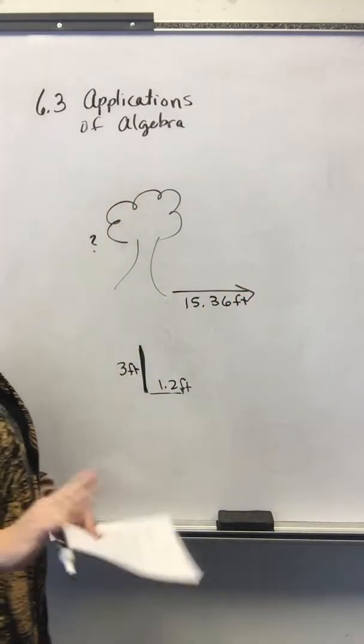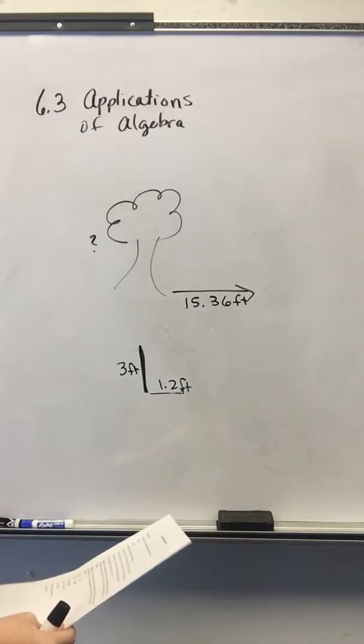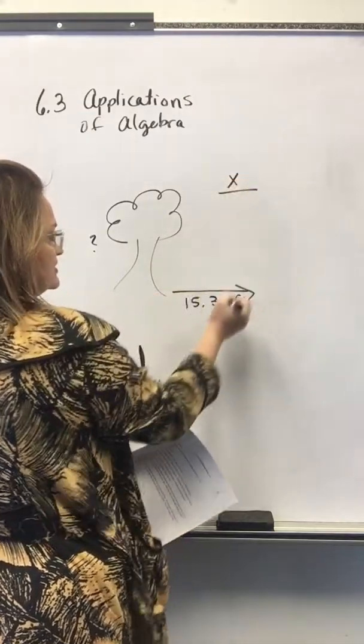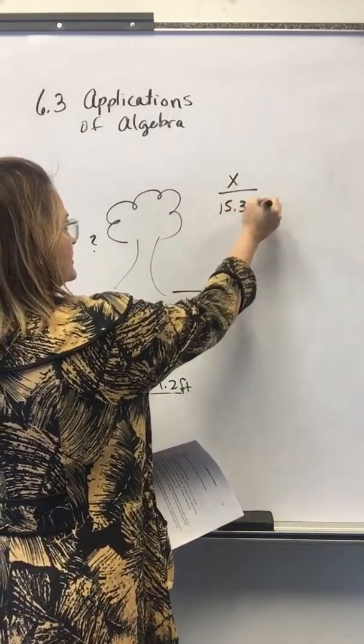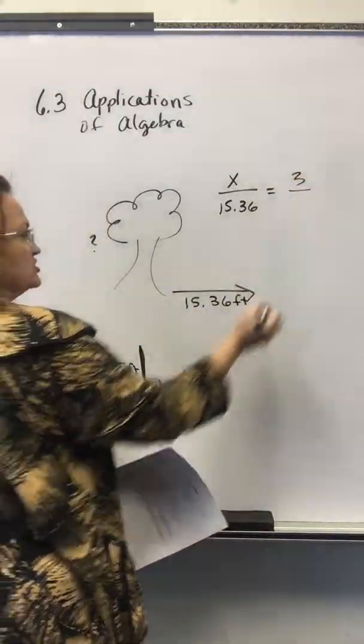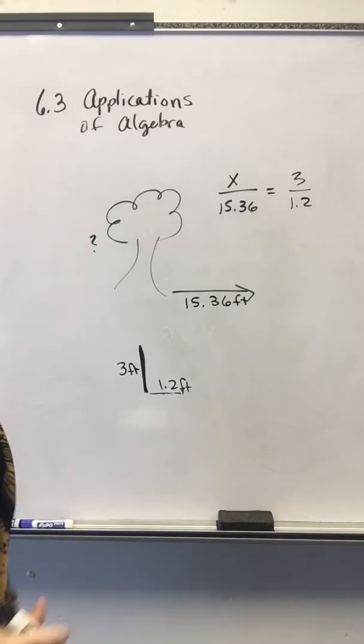All right, so again, you might want to pause the video, practice that before we go on. See if you can set that up. But I would say the tree height is to its shadow height as this stick height is to its shadow length. And then that gives us a solvable equation.